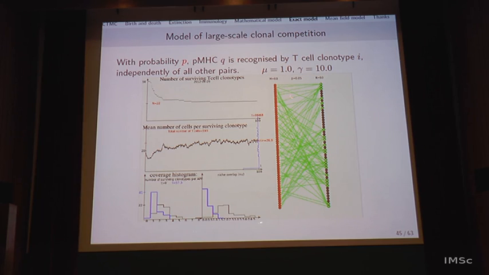So for example, to generate this matrix, with a certain probability P, you throw your die and you decide, you fix one TCR and you go through all these peptides and decide whether there's a link or not.